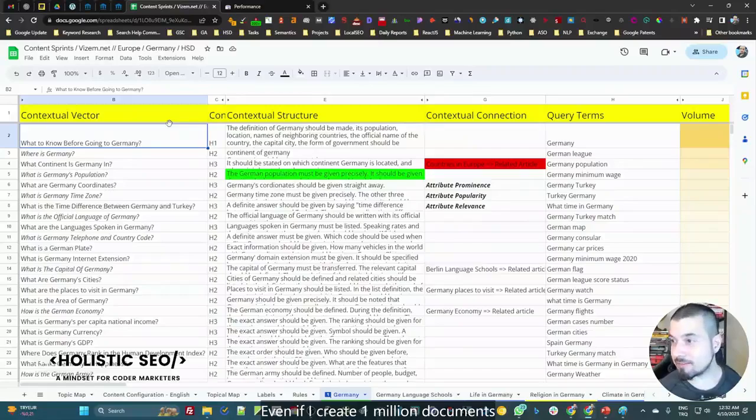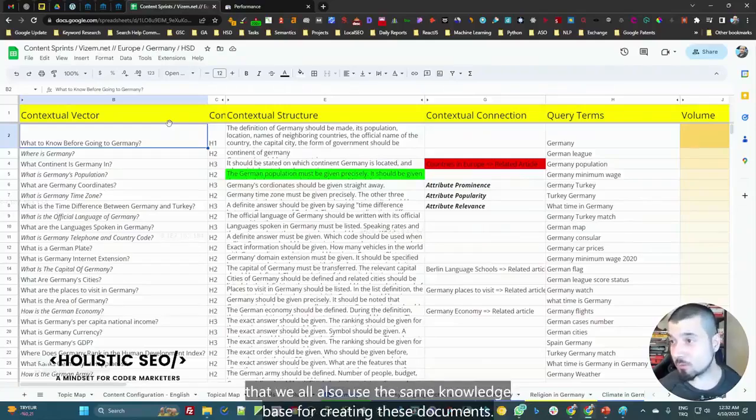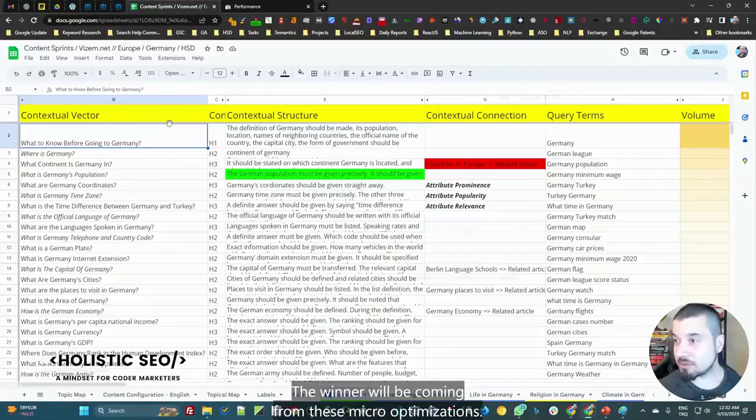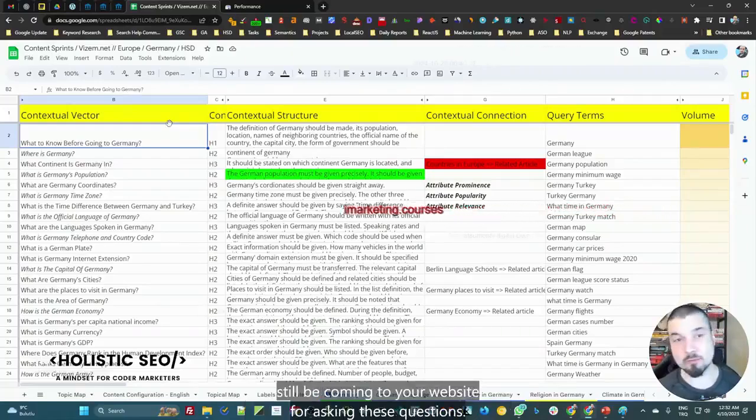Even if I create 1 million documents, and you create 1 million documents, and he creates 1 million documents, imagine that we all use the same knowledge base for creating these documents. The winner will come from these micro optimizations, because one of us will be able to optimize and organize all the information in a better way. And that person will be able to rank inside ChatGPT, inside Microsoft's new Bing search or Google Bard, and also the regular results. And the users will be coming to your website for asking these questions.